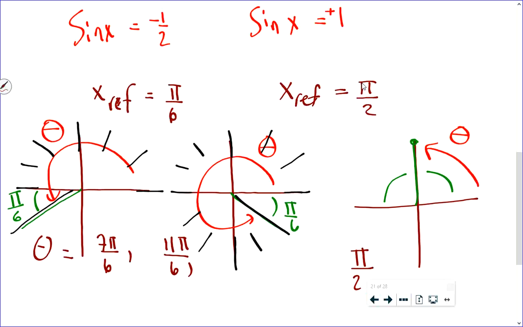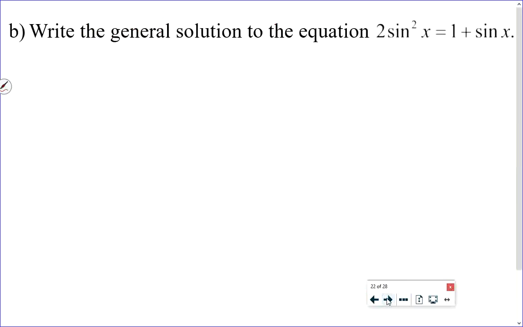You will notice that I pinpointed those three locations just with my knowledge of the unit circle though, right? I drew the circle and I said, well, sine is negative a half here and here, sine is 1 here. Let's try one more. Well, let's try a few more, but the next one, write a general solution to that equation.